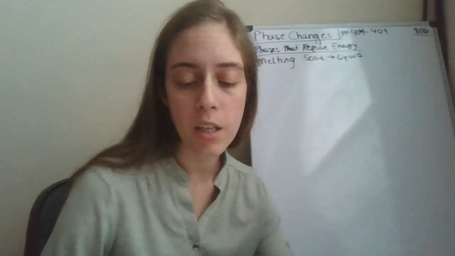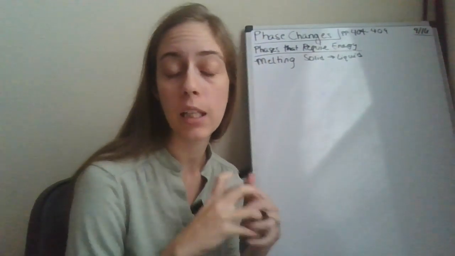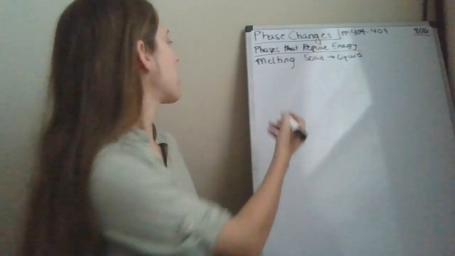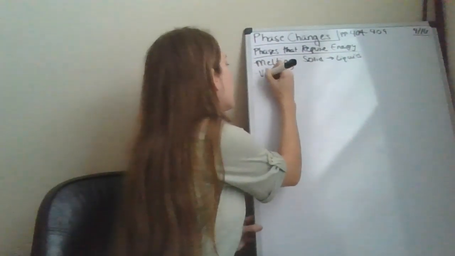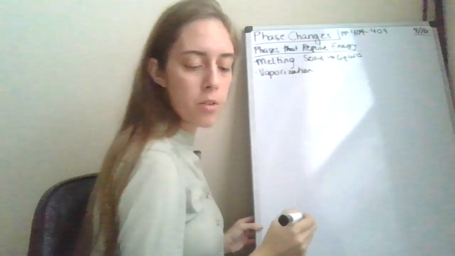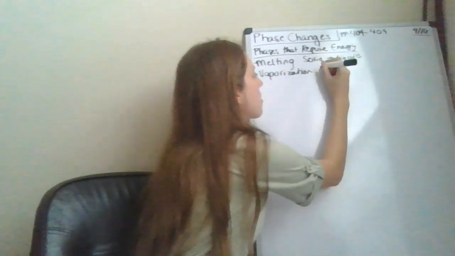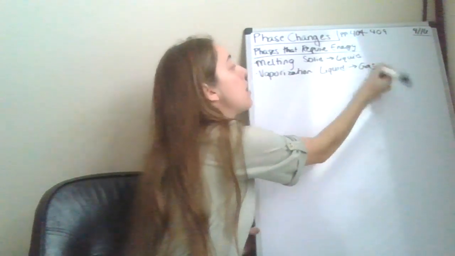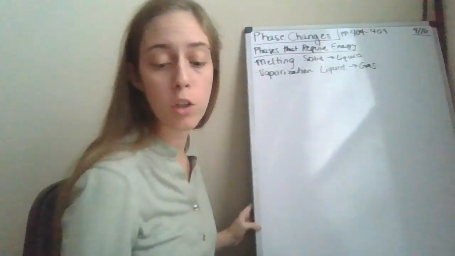The melting point of a crystalline solid is where the forces holding the crystal lattice together are broken, so it becomes a liquid. Number 2, that requires energy, vaporization. In vaporization, you go from a liquid to a gas. And you do need to know all of these, all right? You're going to need to know them.